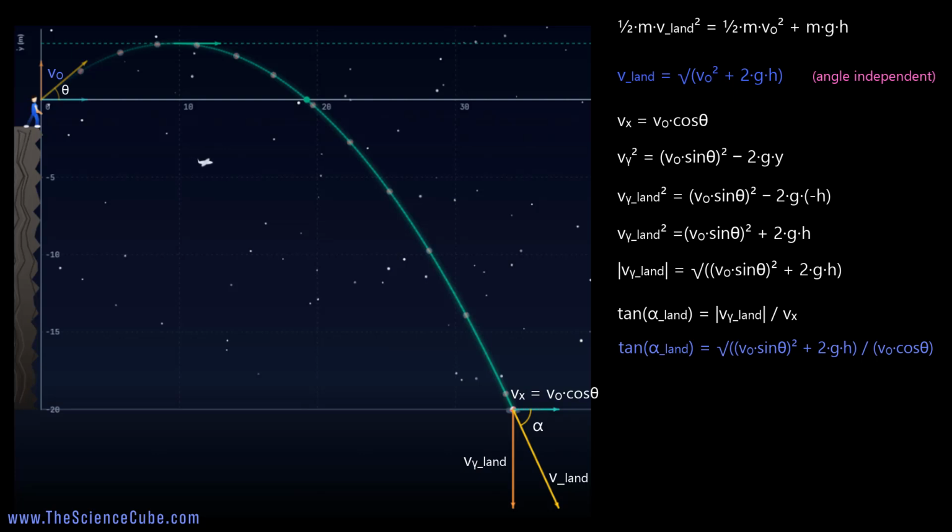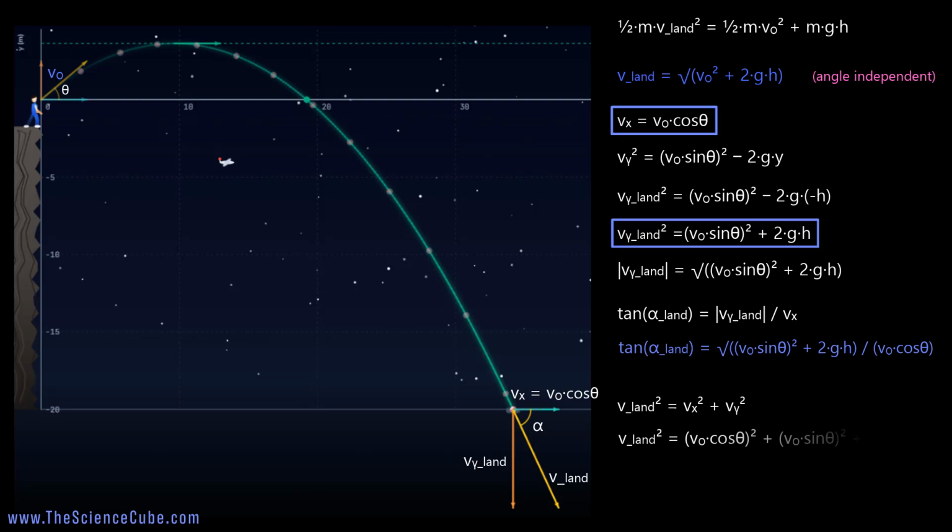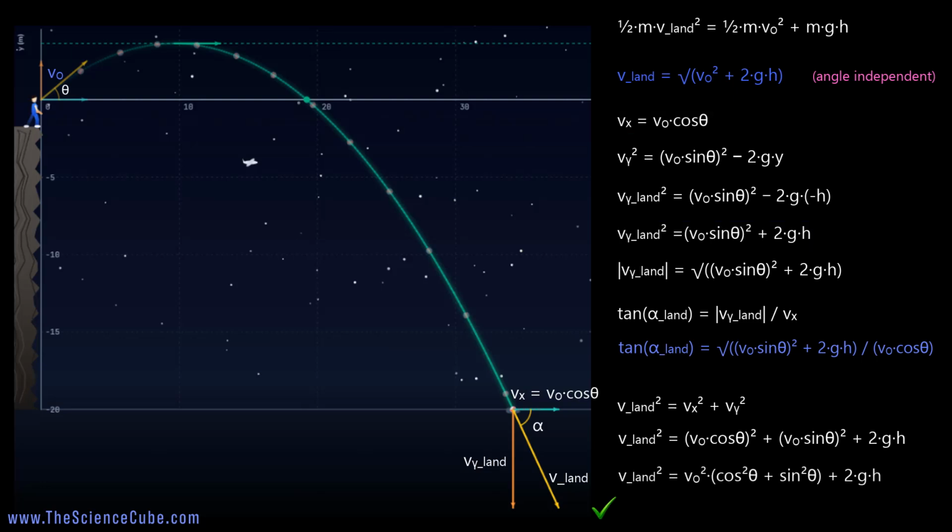And let's just verify the landing speed by combining components. V land squared equals Vx squared plus Vy squared equals v naught squared times cosine theta squared plus v naught squared times sine theta squared plus 2 times g times h equals v naught squared plus 2 times g times h. Same answer as energy conservation. Good. Two methods, same result. That's how you know the physics is consistent.